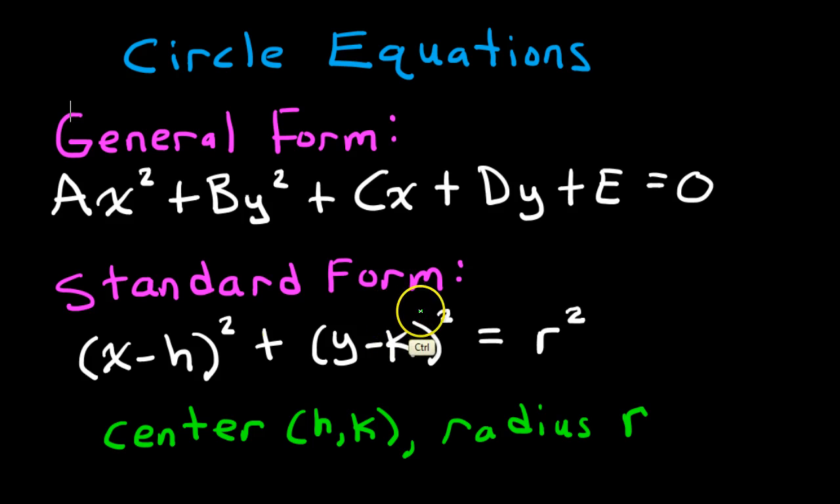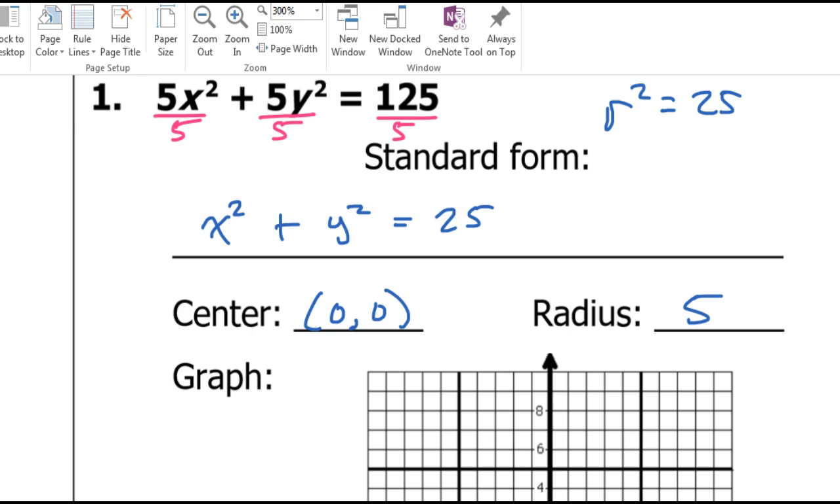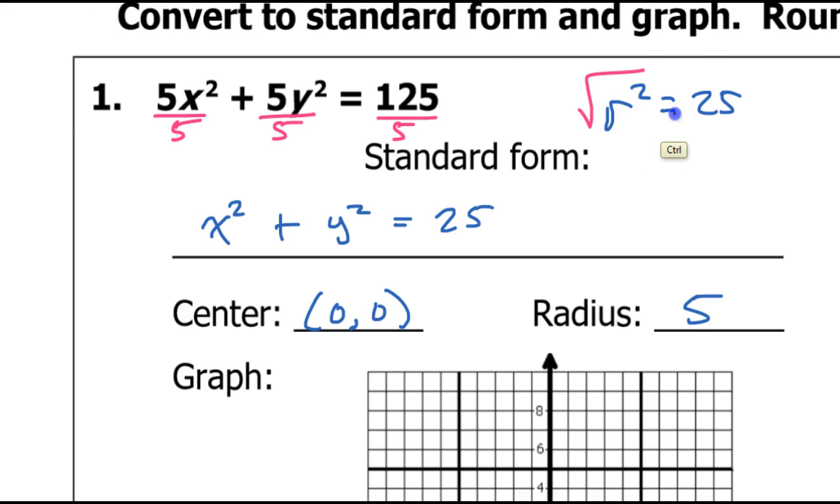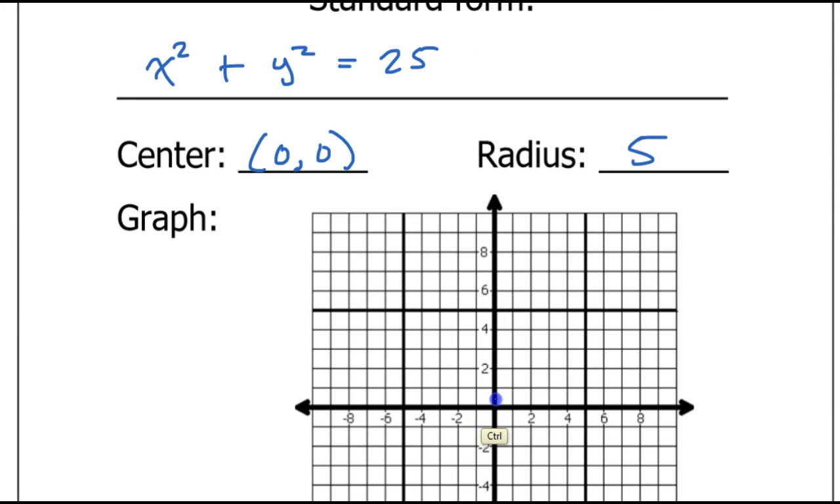Now this is standard form. It's just that the h and the k are both 0. That's why we just have x squared and y squared. This is like x minus 0 and y minus 0. So that tells us that the center is 0, 0. The radius is, well, if this 25 is r squared, then that means the radius must be 5. If you needed to, you could think of this as doing the square root of both sides, but it's sort of common sense.